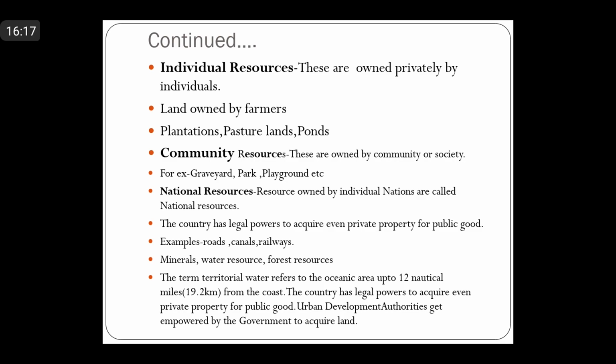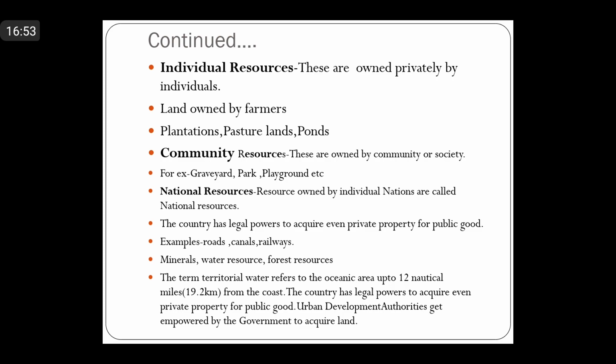These are owned privately by individuals. Many farmers own land which is allotted to them either by the government or they have their own land. If it is allotted by the government, it means that against the payment of revenue it is allotted. And in the villages there are people with land ownership, but there are many who are landless. Urban people own plots, houses and other property.